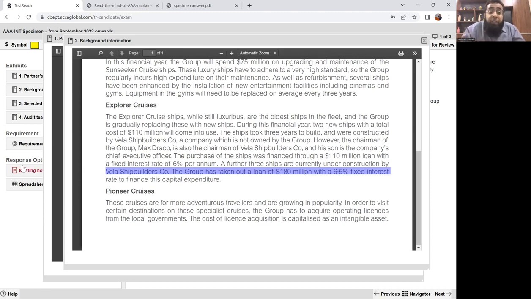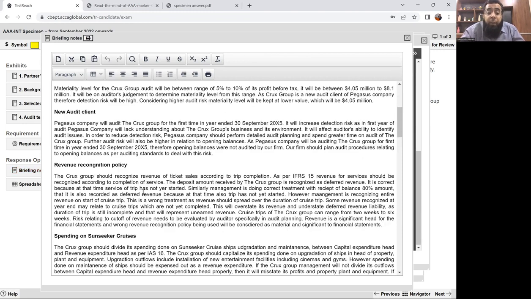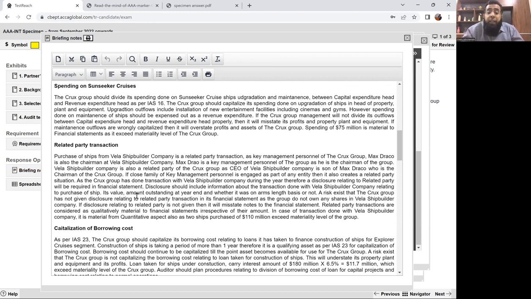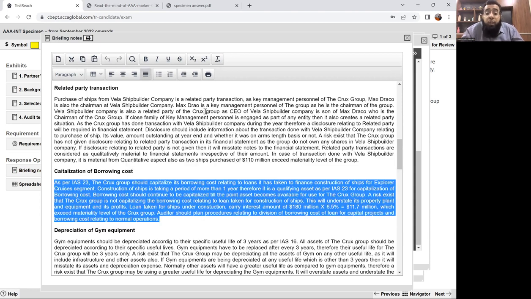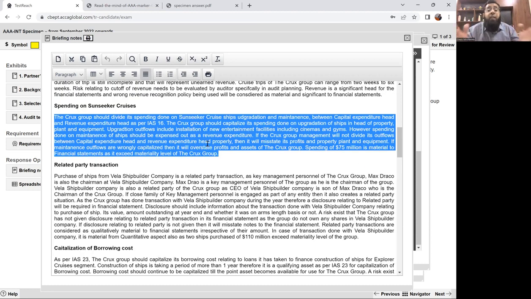capitalized. We have drafted all of these points in the previous class when we were developing the answer. If you remember, the capitalization of borrowing cost, related party transaction, and then spending on Sunseeker cruises. We have discussed this answer in detail. We drafted this entire answer in the previous class.